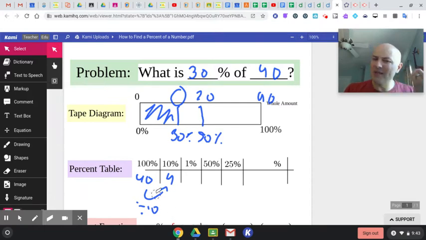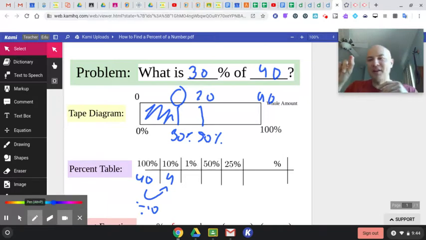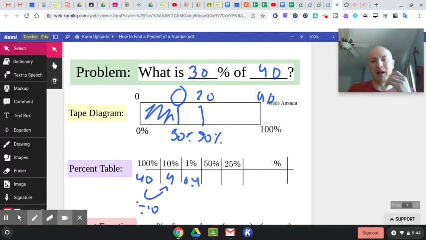Well, if I know 10%, do I also know 1%? Because that's also 10 times smaller. I do. So 100% is 40. 10% is just 4. 1% would be move the decimal one time over again, to the left, and this would become the number 0.4.